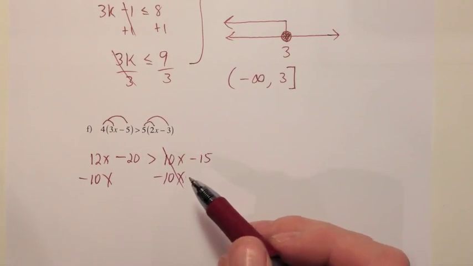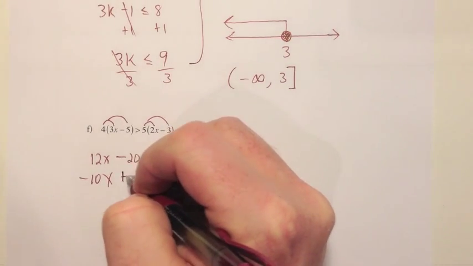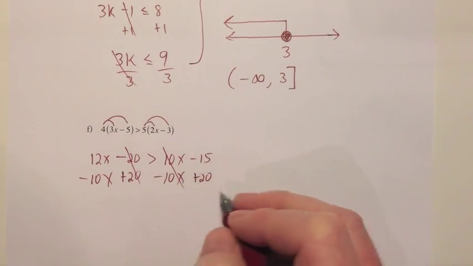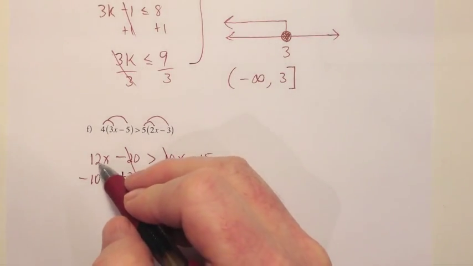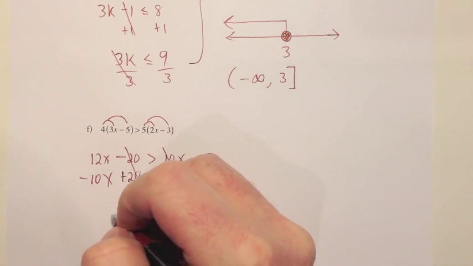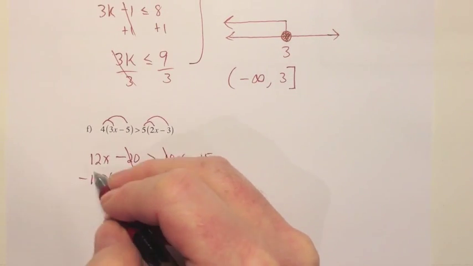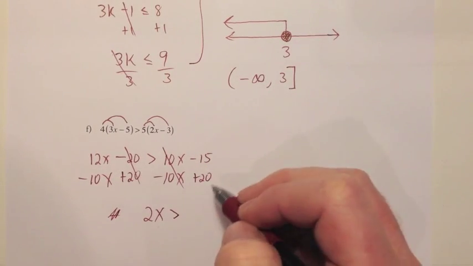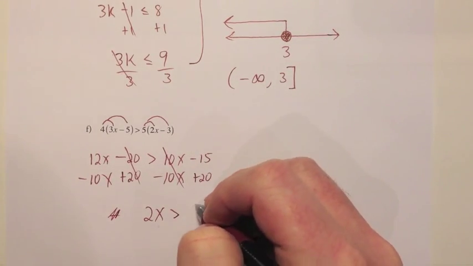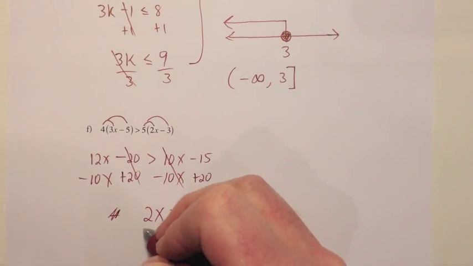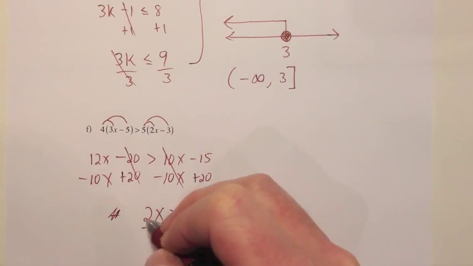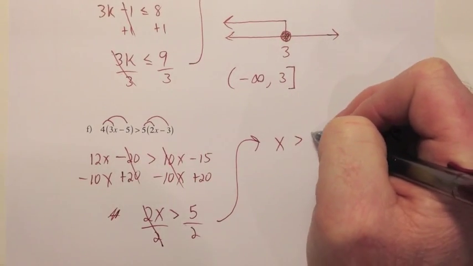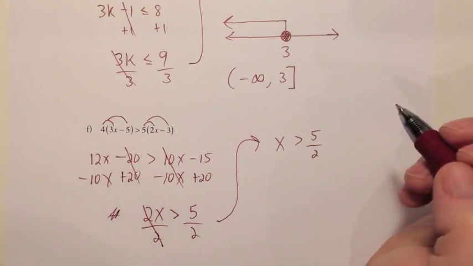I like to sometimes at the same time move my constant term over, so if I add 20 here, that would cause that to cancel. 20 on the other side keeps things balanced. Over here, 12x minus 10x would be, bigger number's positive, so positive 2x is greater than negative 15 plus 20, which would be 5. And then divide both sides by 2 to get rid of this 2. And it looks like the solution would be that x is greater than 5 halves.